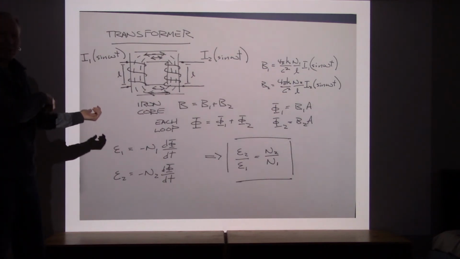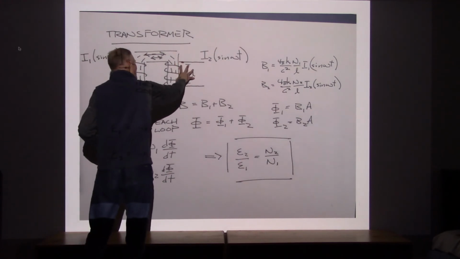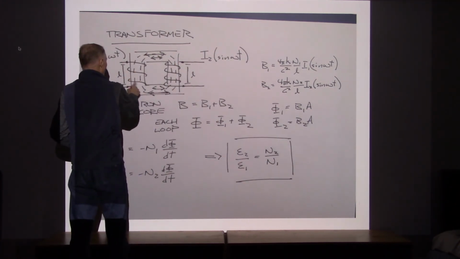Now, I wouldn't have to build a transformer like this. Instead of making a block of iron like this, I could take these loops and just run them through the iron here.